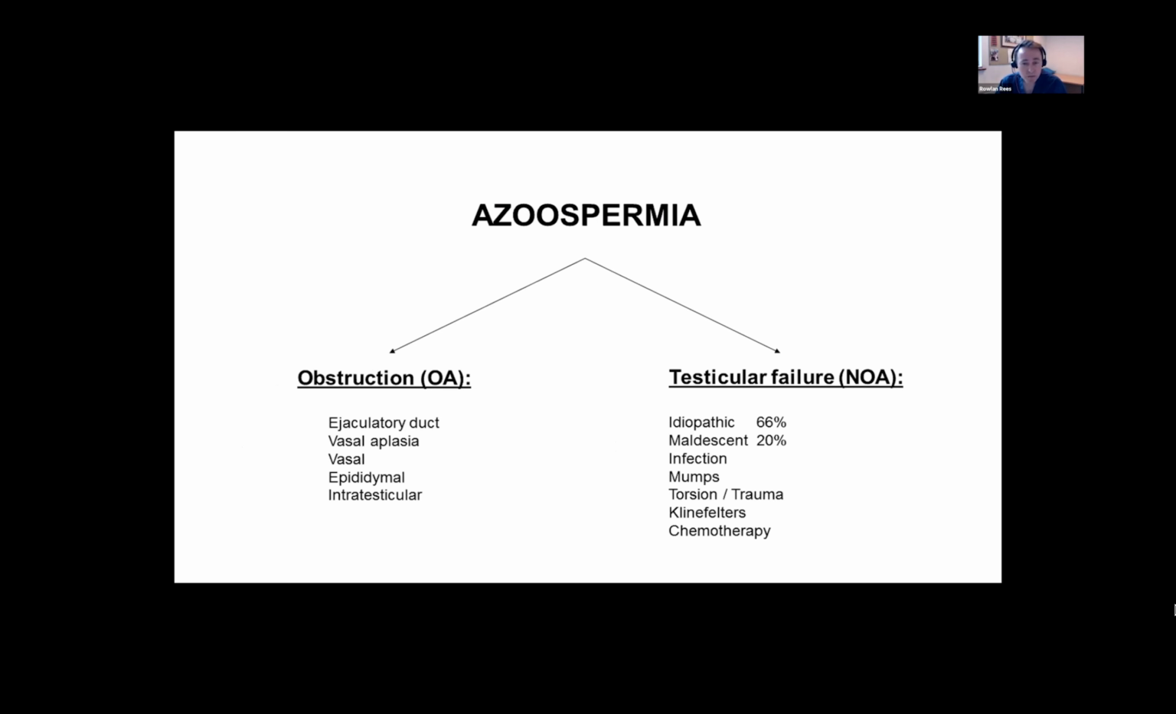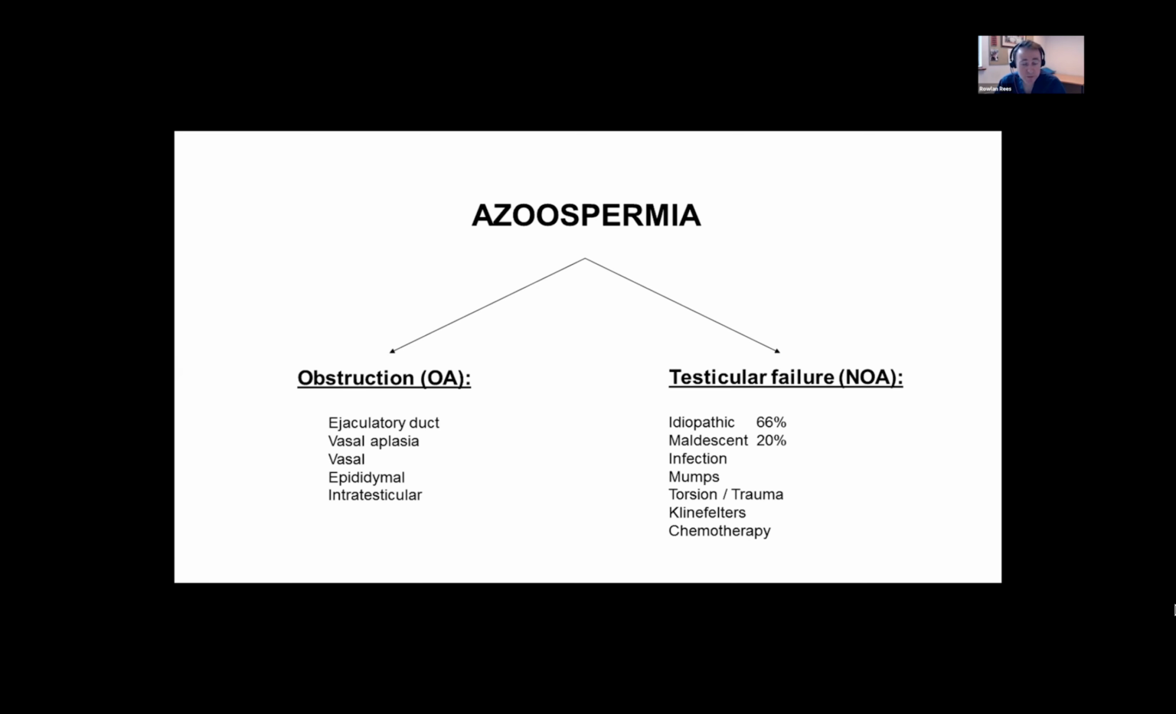So I mentioned that we were going to focus on azoospermia because this is really what urologists get involved in. My way of classifying this, and the standard way of classifying this, is either into obstruction or testicular failure. And it's very important to try and distinguish, before you do anything further, whether this is an obstructive problem or not. Obstruction can be at any level, from the ejaculatory duct all the way down into the testicle. And then testicular failure can be due to any reason that may have damaged the testes.